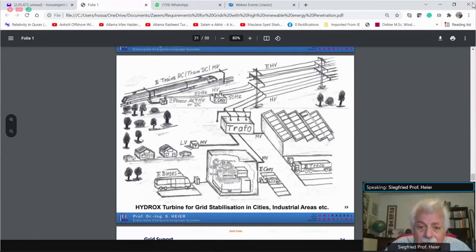A very good possibility will also be to use this hydrogen turbine when we have a hydrogen gas pipeline. Then we can use this turbine in the city or in the industrial area to support the grid, to support the train grid, and so on. And so we get a very good possibility without any environmental problems. Yeah. Next picture, please.